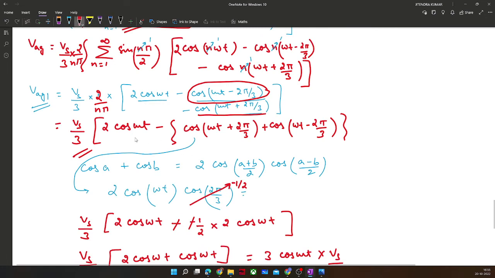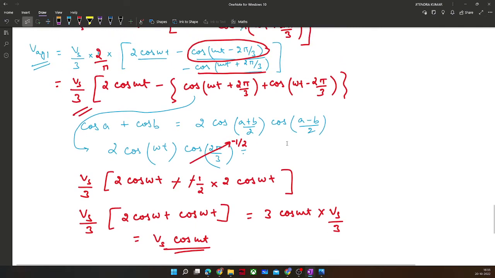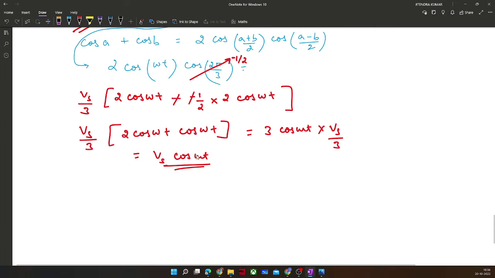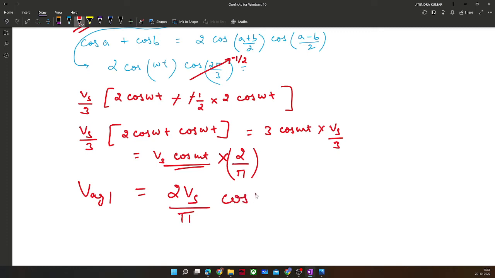Where I committed the mistake? Yes, sir. Yeah, so that would have multiplied, and it would come out to be 2 by pi. It will be multiplied. So sorry for the mistake. I hope you should not get confused. This 2 by pi is multiplied. So now the fundamental component of VAG1 is 2 Vs by pi cos omega t.